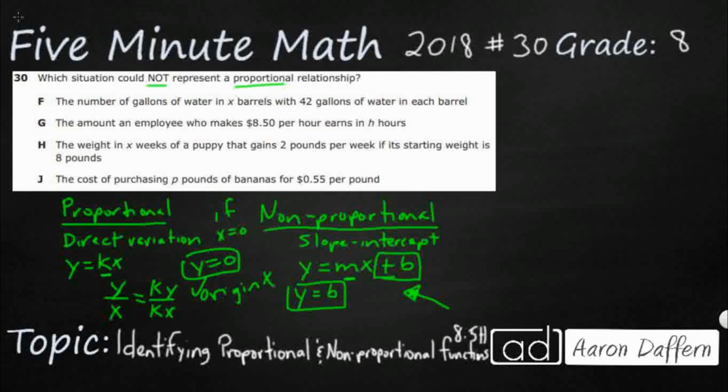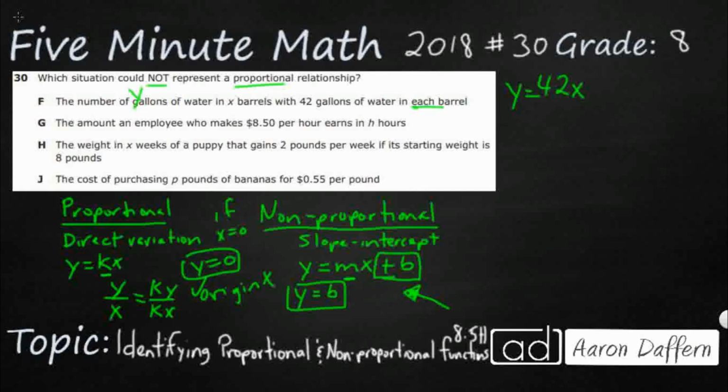The number of gallons of water in X barrels with 42 gallons of water in each barrel. Okay, so the number of gallons of water, so that's just going to be our dependent variable. It's X barrels, and then we're multiplying it by 42. So 42 gallons in each barrel times X. Now that's your direct variation.